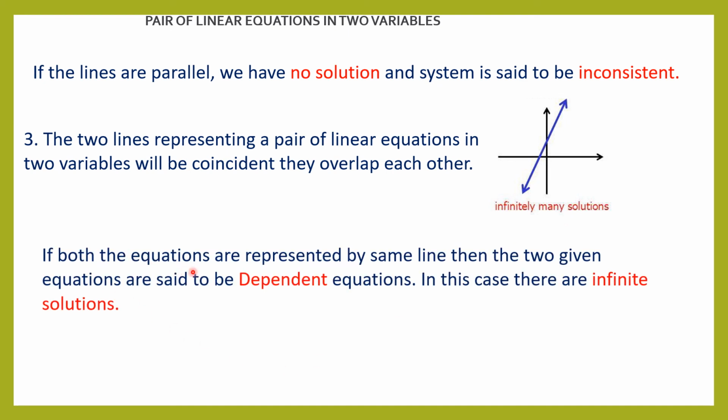If both the equations are represented by the same line, then the two given equations are said to be dependent equations. In this case, there are infinitely many solutions. Clear? Coincident lines contain infinitely many solutions. These are all dependent equations. Intersecting lines contain only a unique solution, one solution. Parallel lines do not contain any solutions, meaning no solutions. Clear? These are the main concepts.